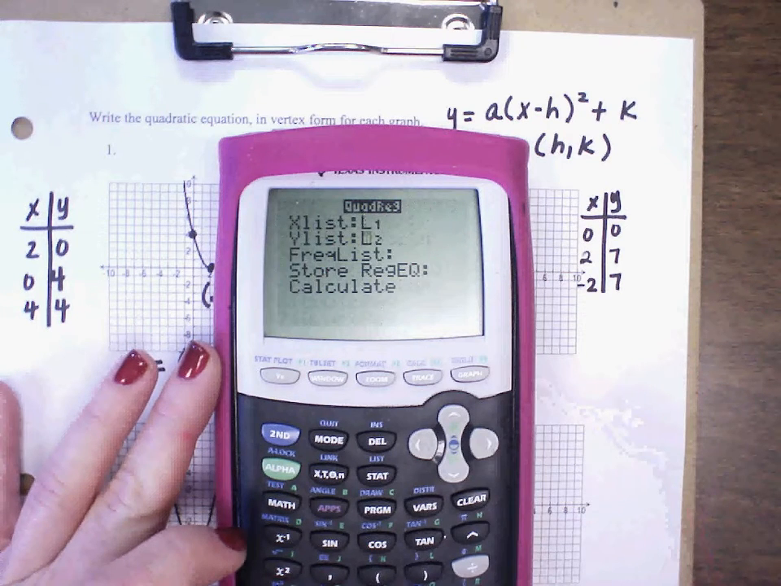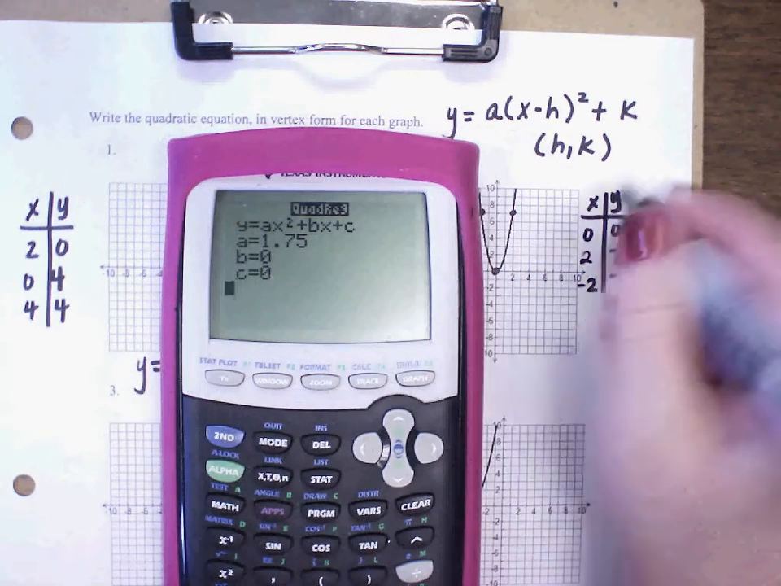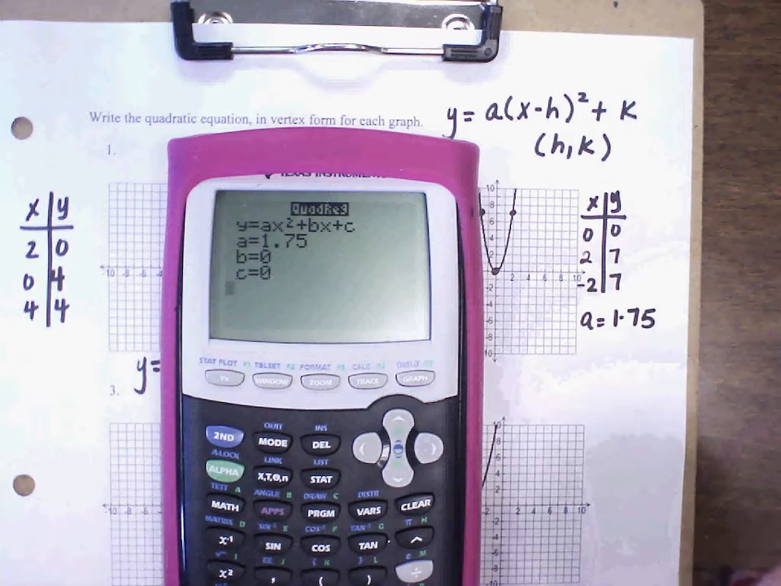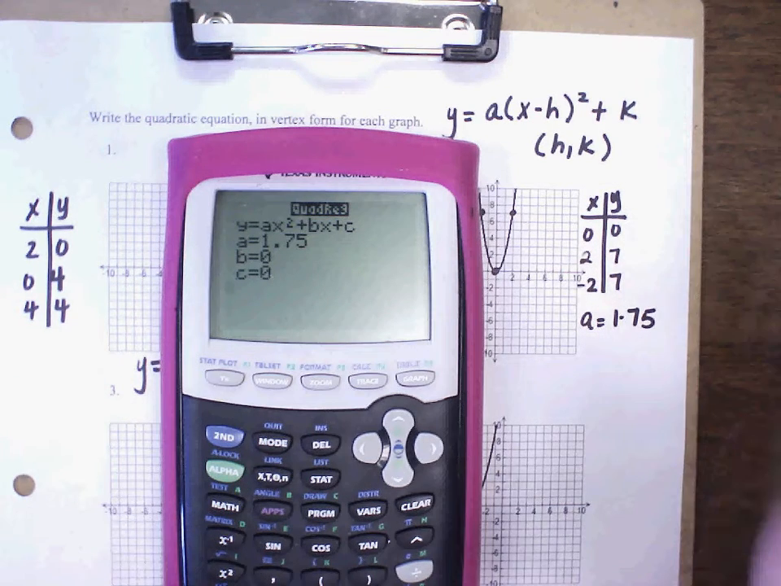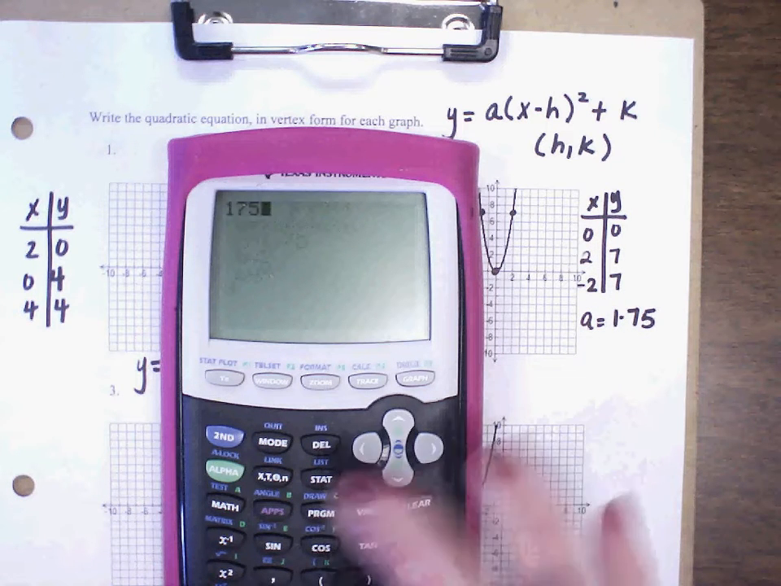Alright, so 0, 2, 2, and negative 2. It's really easy to mess up, so you need to be careful. 0, 7, and 7. Stat, calc, 5, all the way down. What's my A?